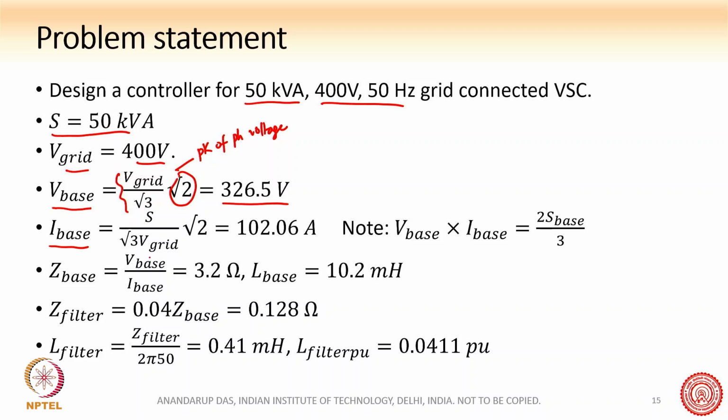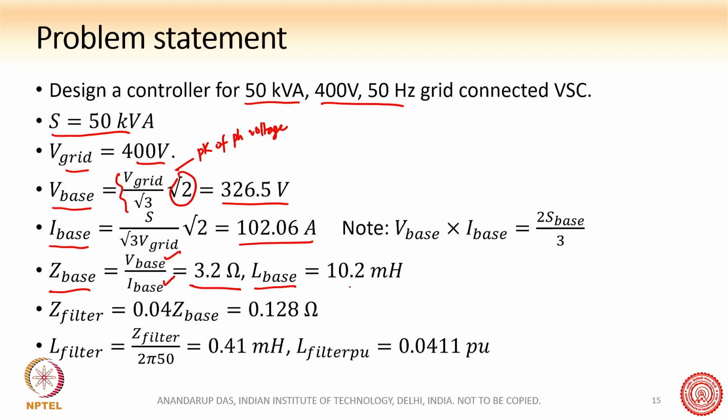is how we are defining it, meaning S divided by the phase voltage, and then we do it this way. So this I base is coming out to be 102.06, okay. So now V base into I base is 2 by 3 S base. This will come if you take the calculation this way, right? Now what is Z base? Z base is V base by I base, right? And therefore Z base is 3.2 ohms, right?